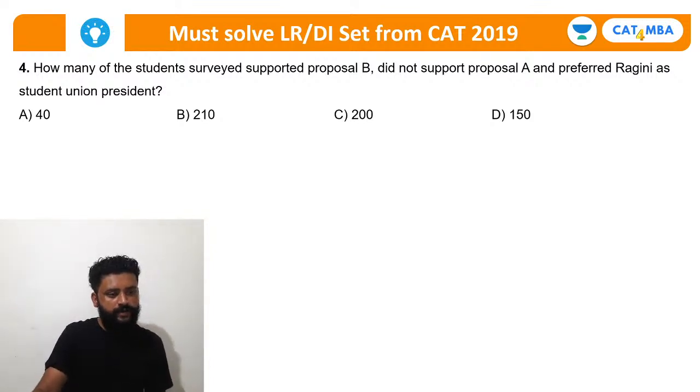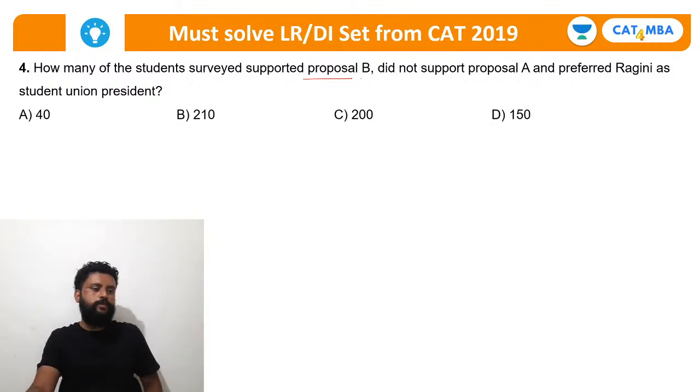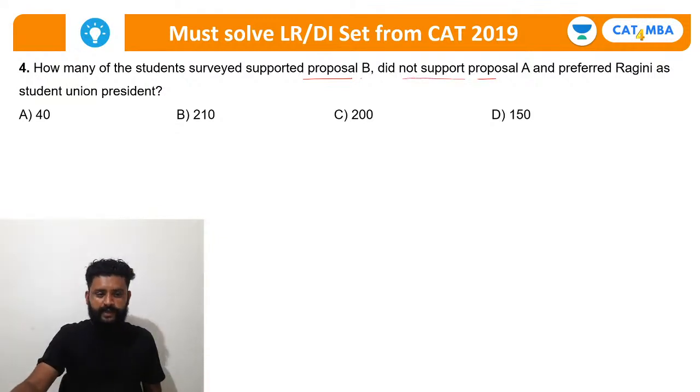And the last one: how many of the students surveyed supported proposal B, did not support proposal A, B को सपोर्ट किया बट A को नहीं किया, and preferred रागिनी?